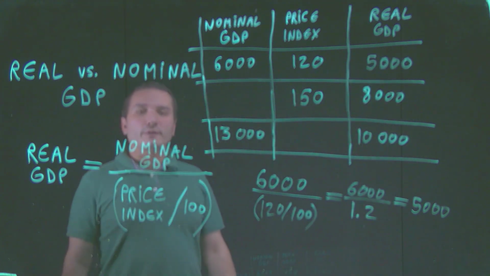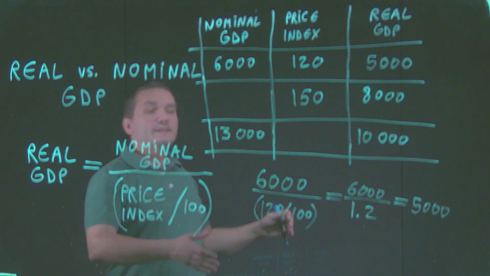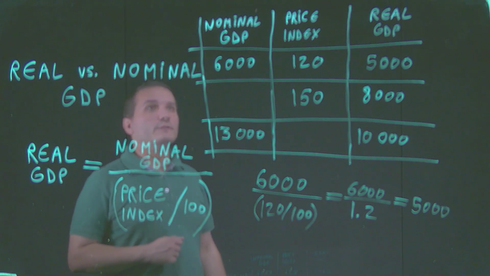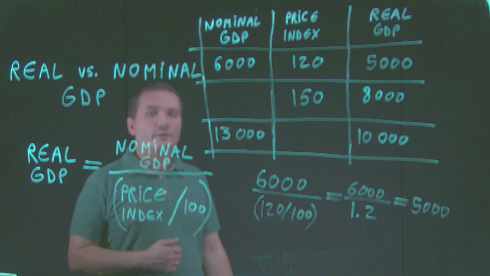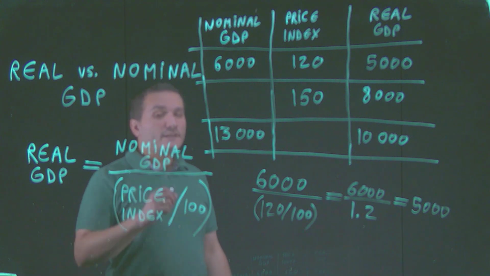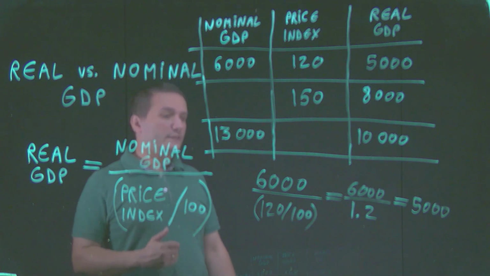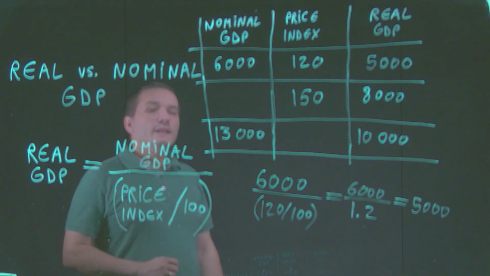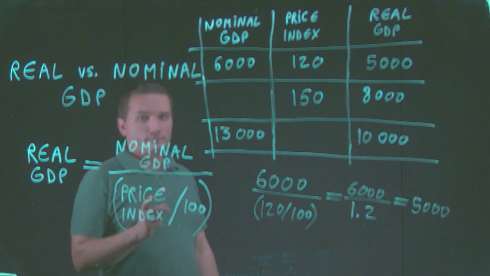By the way, if you're wondering 5,000 what, what's the unit here? Let's say billions of dollars. Let's say that is the unit for nominal and real GDP. They're both measured in billions of dollars. The price index is just an index. It doesn't have a unit.